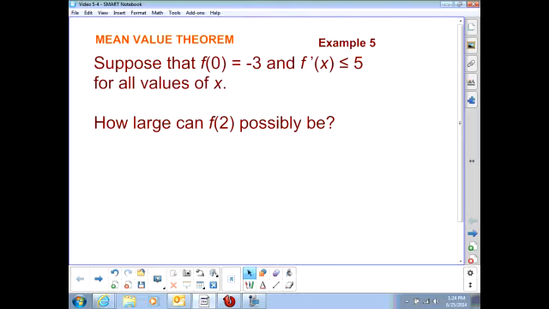Well, they're saying here, what if we know f of 0 is equal to -3? So in other words, that means we have the point (0, -3). And your derivative is always less than or equal to 5. How large can f of 2 possibly be? So that means we're going to have the point (2, y). We don't know what the y value is. And that y is really our f of 2.